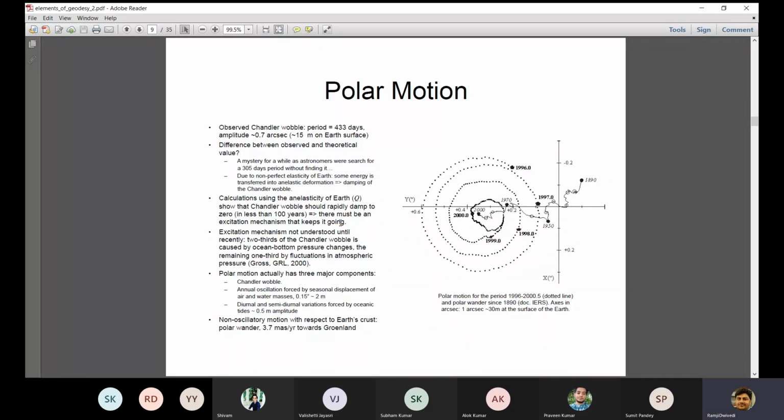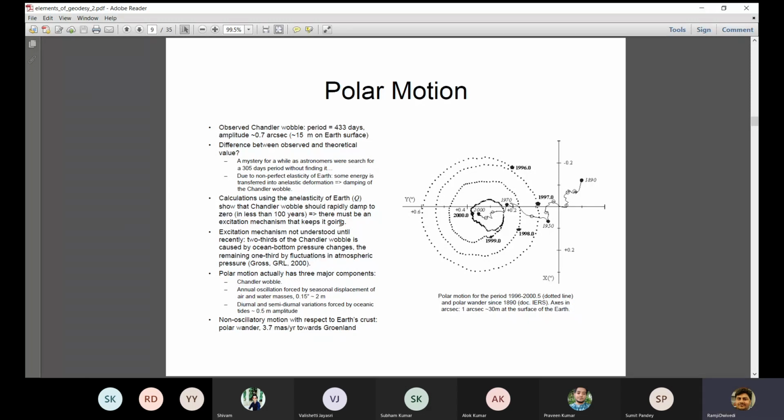Please remember, this is a very good point: the Chandler Wobble is not damped to zero. Why? Because two-thirds of the Chandler Wobble is caused by ocean bottom pressure changes, the remaining one-third by fluctuation in atmospheric pressure. So these are the two pressure mechanisms that are affecting your so-called Chandler Wobble.